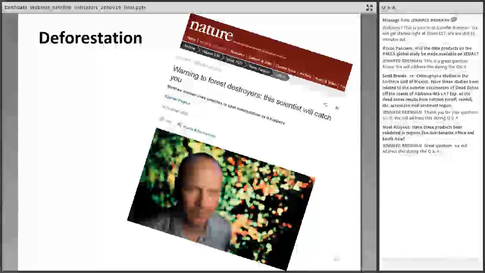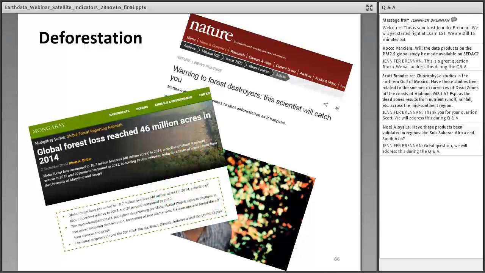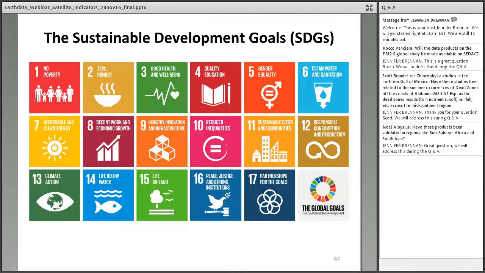This is a picture of Matt Hansen from University of Maryland, and he's been using Landsat data to measure deforestation and has received a lot of press attention for its use in the Global Forest Watch, and you can monitor which areas of the world are seeing the steepest deforestation as well as afforestation. They also measure areas where forest cover change is improving.